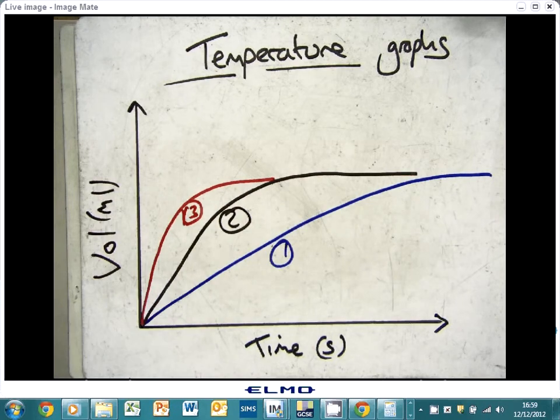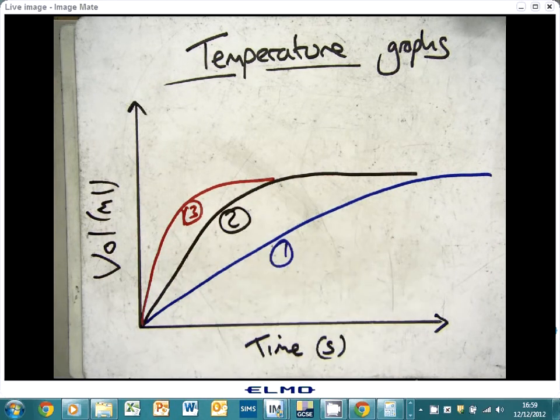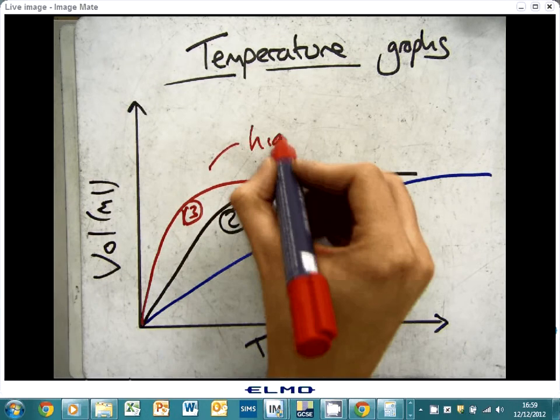And finally, temperature. Again, this is exactly the same. The steeper the graph, the faster it is. Therefore, number 3 is the hotter temperature.